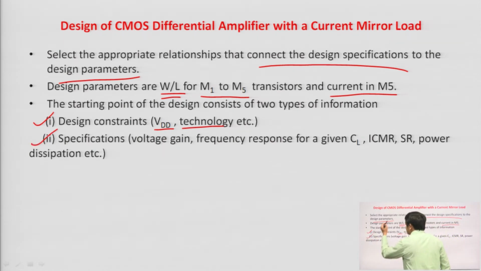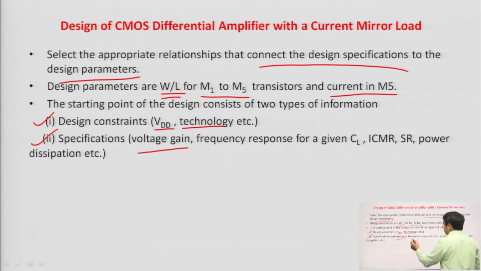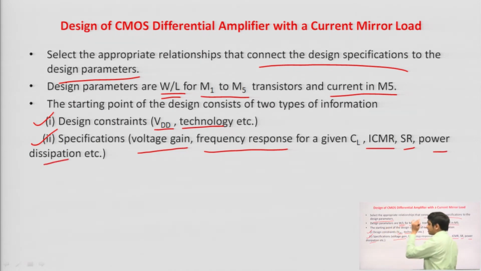Next one is specifications. Specifications can be anything. For example, we are going to design a differential amplifier for a certain voltage gain, for a particular frequency response, for a particular ICMR, that is input common mode range, for a certain slew rate, for certain power consumption, for certain power dissipation.